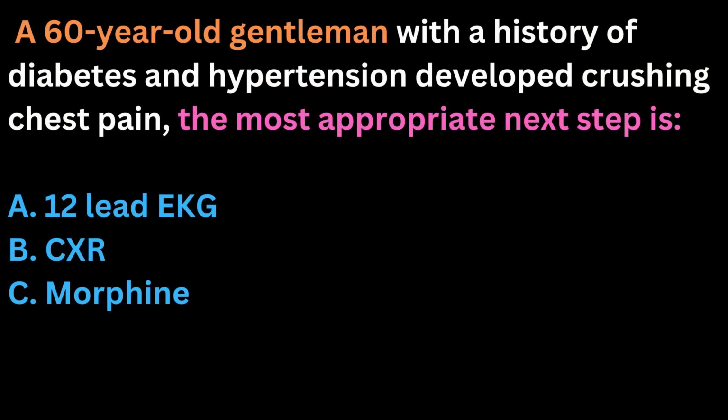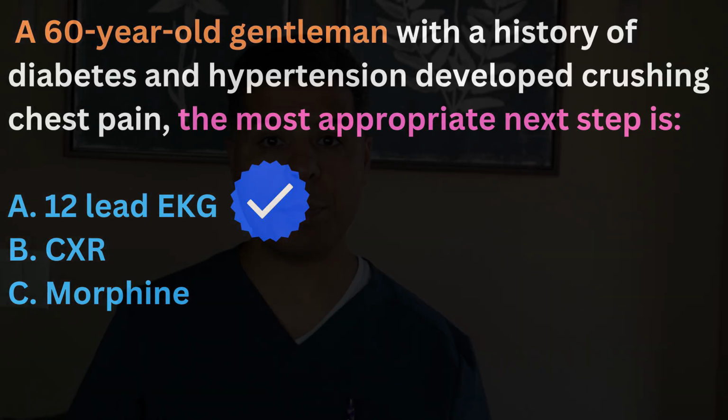Let's say you have a 60-year-old gentleman with a history of diabetes and hypertension who developed crushing chest pain. The most appropriate next step is A. 12-lead EKG, B. chest X-ray, C. morphine. There is no doubt that EKG, it's common sense, is the most appropriate next step unless you feel it's too easy to be true and there must be a trick. Notice that chest X-ray is not incorrect, but it shouldn't take the priority over the EKG, and this brings me to the next point. An option with a correct statement does not necessarily mean a correct answer.